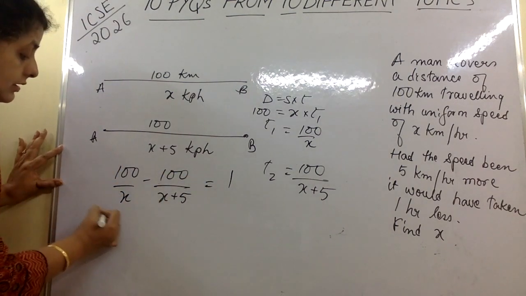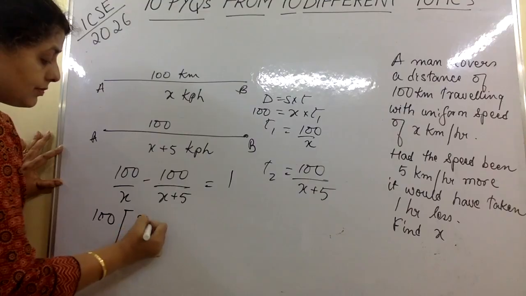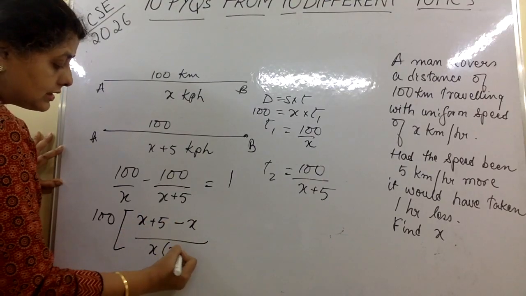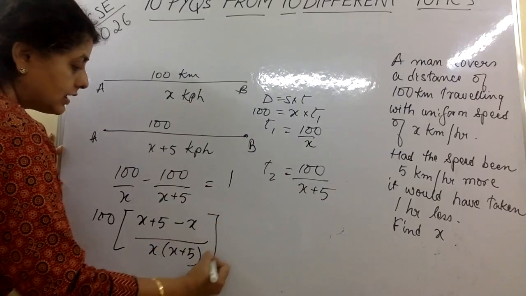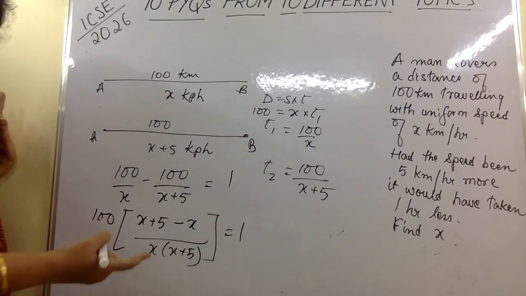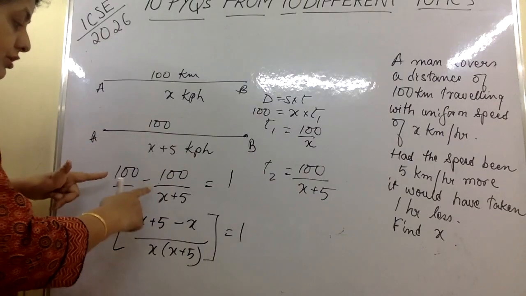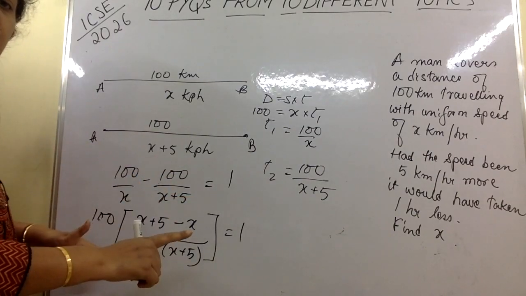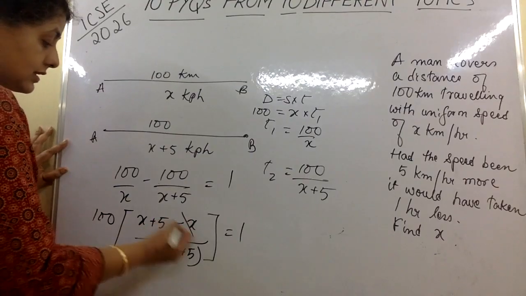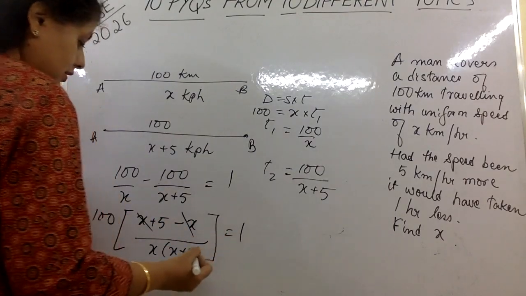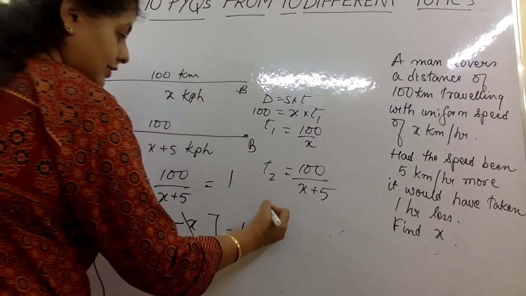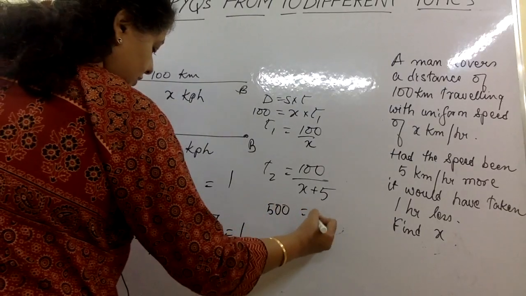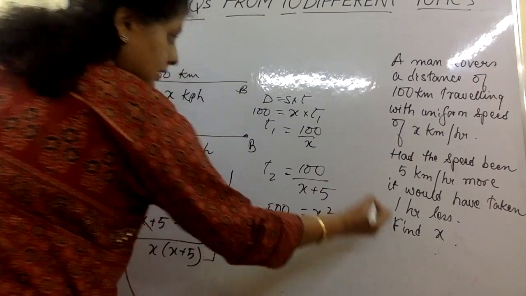So here we'll take the 100 out, and then it's a simple question. We are going to take an LCM of x into x plus 5, and this is a very simple solution. In all these sums you have to always take this number out. If you keep this number inside, it creates a lot of problems. So here cancel this out. Now how much do we get? We get 500 this side, and this side we get x square plus 5x, right?